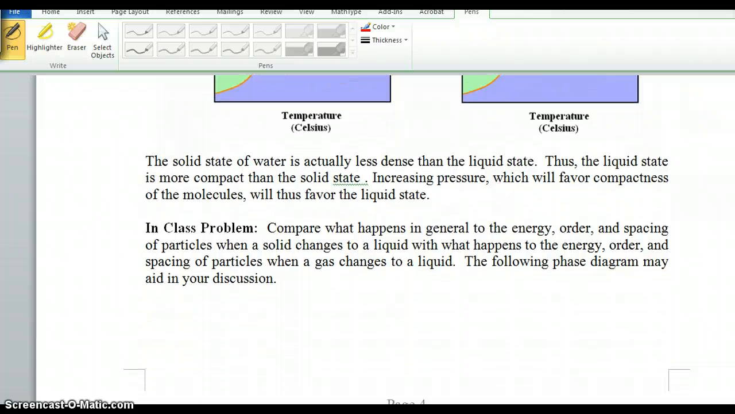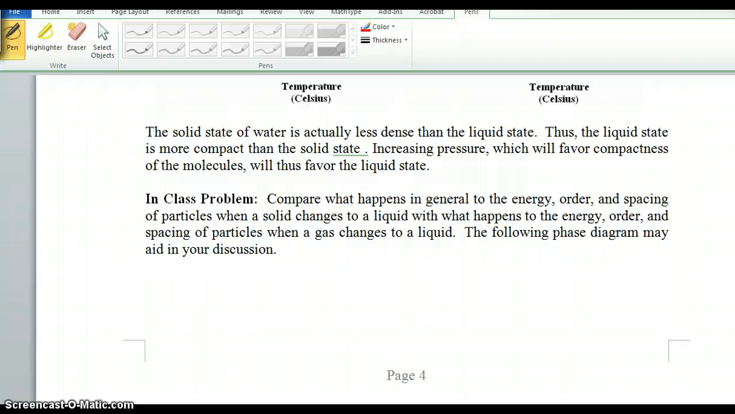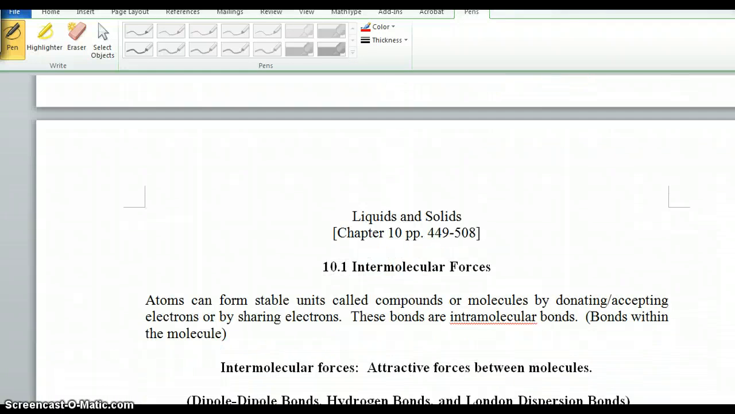So let's look at this in-class problem. Compare what happens in general to the energy, order, and spacing of particles when a solid changes to a liquid, with what happens to the energy, order, and spacing of the particles when gas changes to a liquid. So solid to liquid, and then gas to liquid. Your answer should simply be that as we go from solid to a liquid, the energy should increase, the order should decrease, and the spacing should increase. For gas to a liquid, the energy of our particles decreases, our order increases, and the spacing decreases. Make sure that you understand the differences between those.